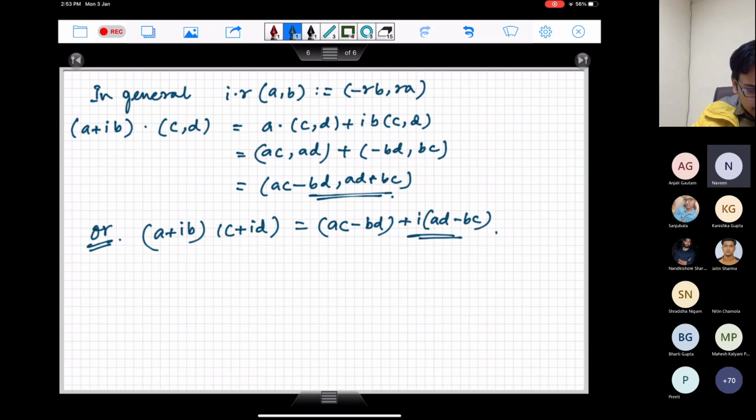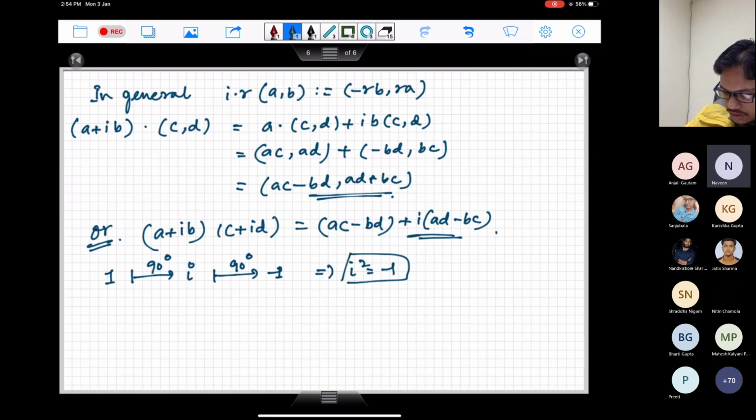And also we notice another thing, that if I take 1 and give a 90-degree rotation, it's going to i. And if I give another 90-degree rotation, it's going to minus 1. So therefore, it turns out that multiplying by i is taking 1 to i, and then when I multiply again, i to i, I am getting minus 1. So that implies i squared is equal to minus 1. So this is what we are getting, that when I am taking this complex number i and multiplying i to itself, I am getting minus 1.